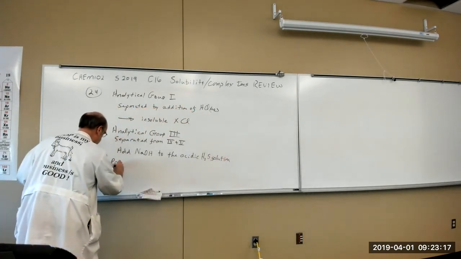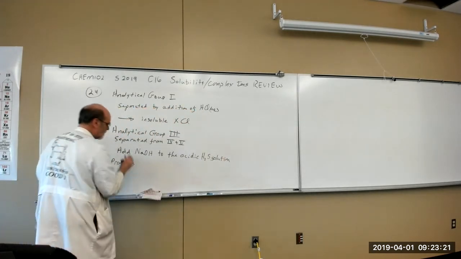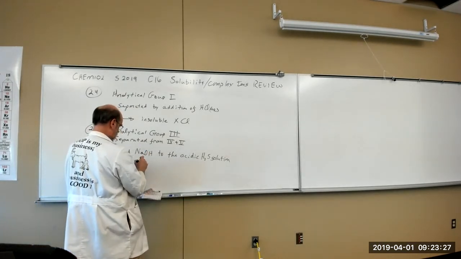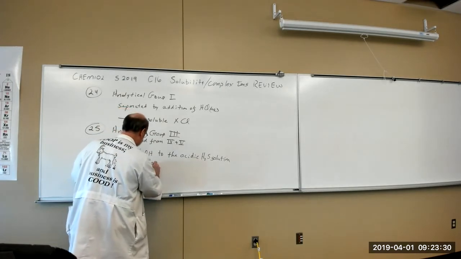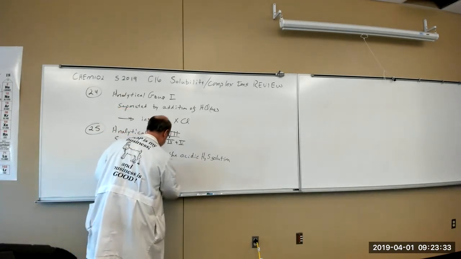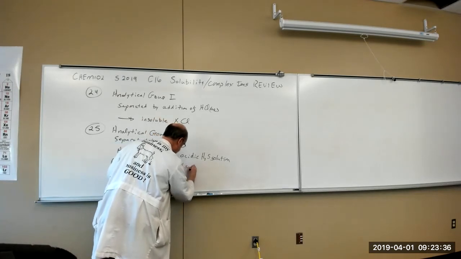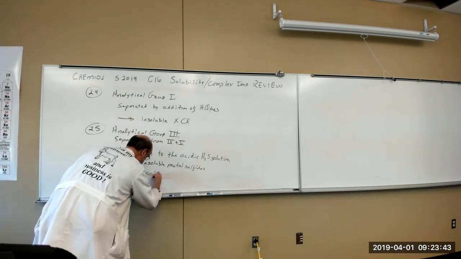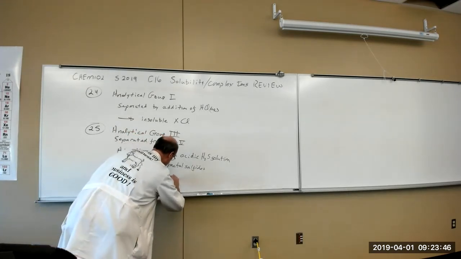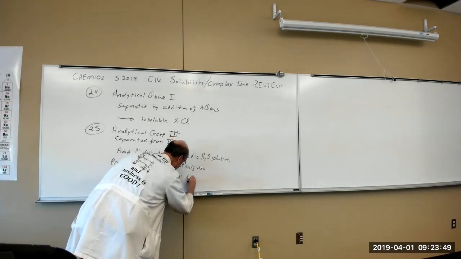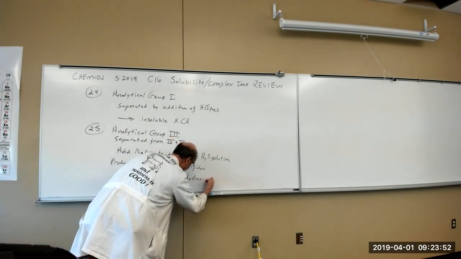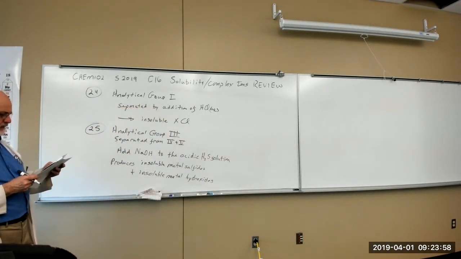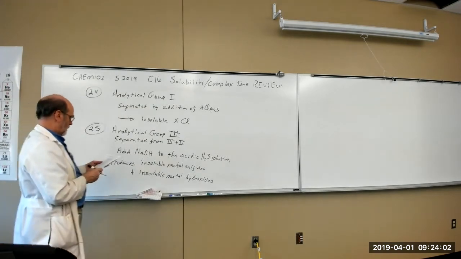And we produce two things: insoluble metal sulfides and insoluble metal hydroxides. So let's see, that would be D. Okay?